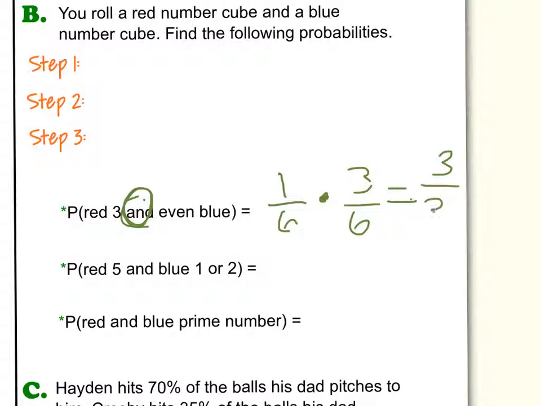6 times 6 is 36. Reduce it down. We get 1 over 12.